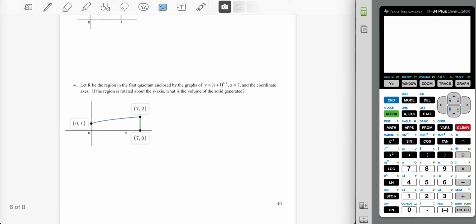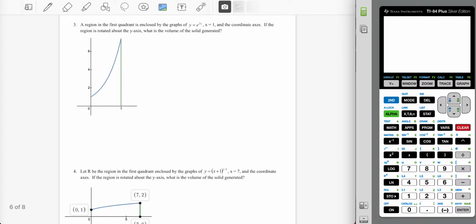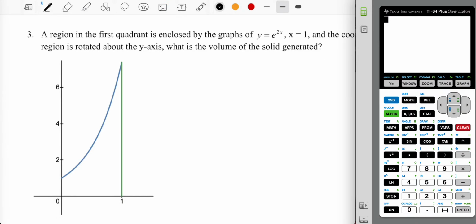p40, I made a couple of graphs to go along with the examples. Right, so a region in the first quadrant enclosed by the graphs is a familiar problem. The region is rotated around the y-axis, and we want the volume of the solid. Let's do it this time using the cylindrical shell method.